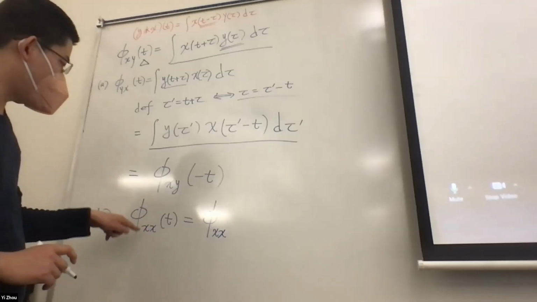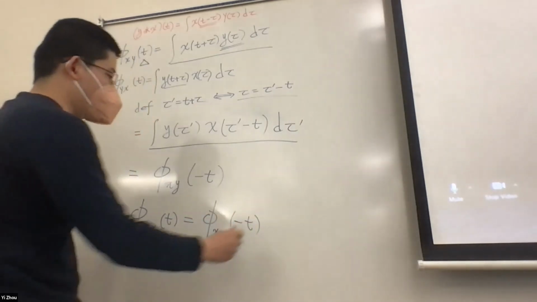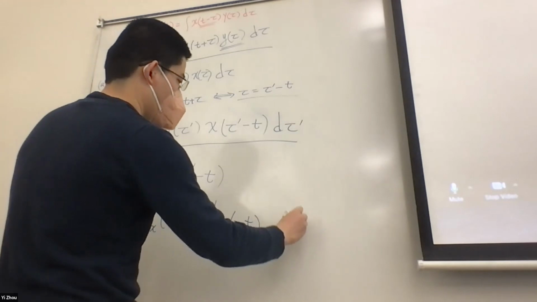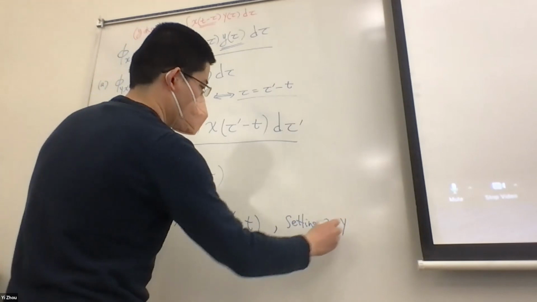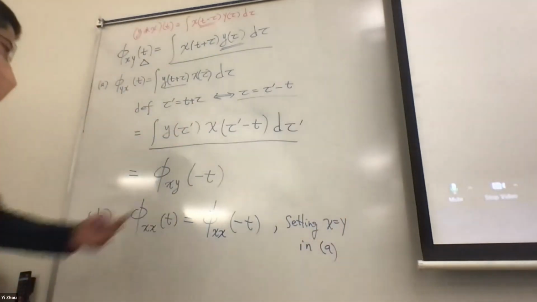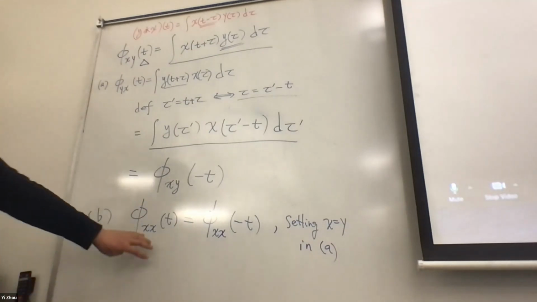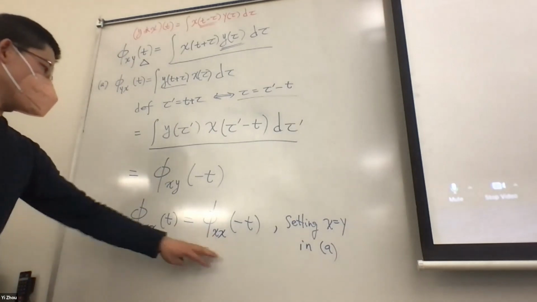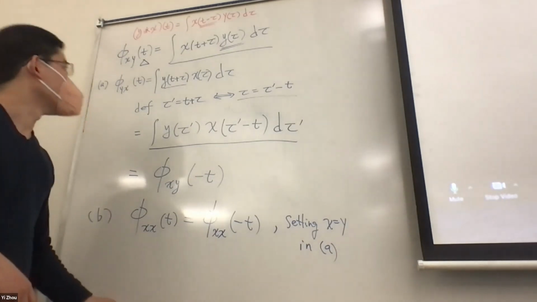So you have that phi xx(t) equals phi xx(negative t), by setting x equal to y in part A. And this already tells you that phi xx is an even function. That is the definition of an even function, which means phi xx is even. Now, if phi xx is even, the odd part must be zero. So the odd part is zero.